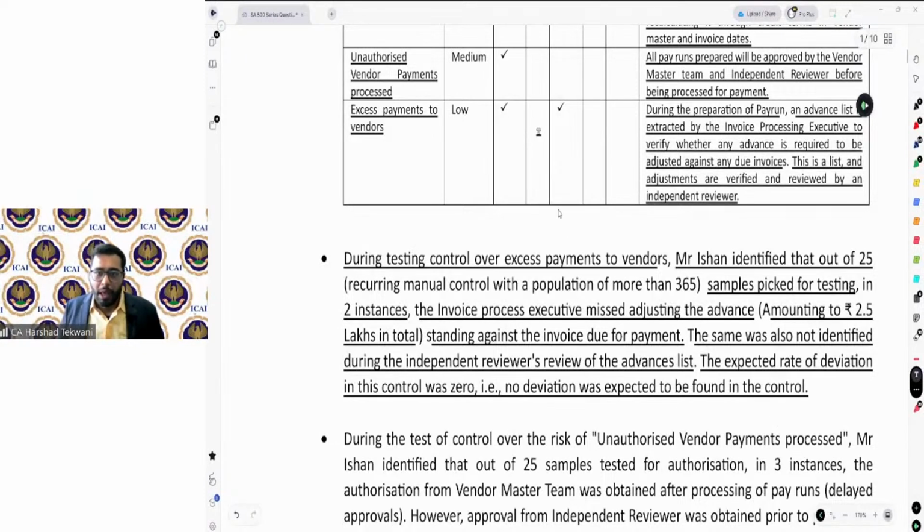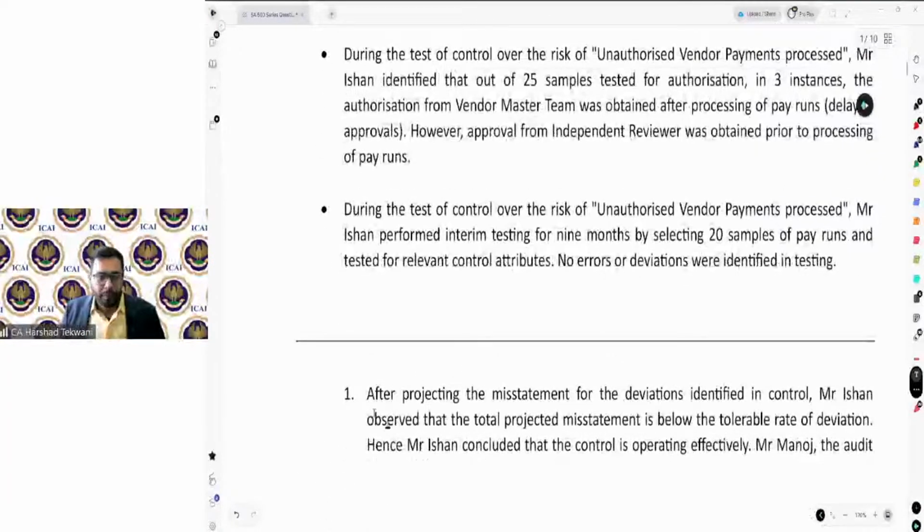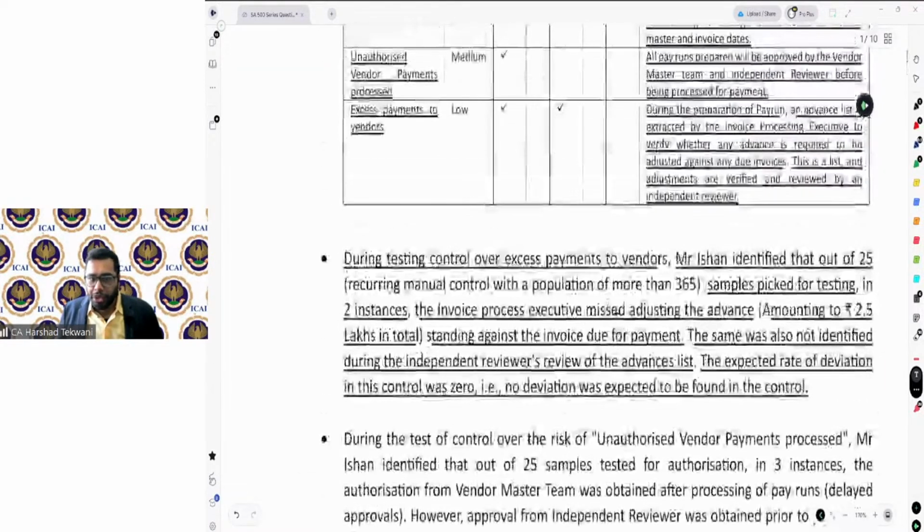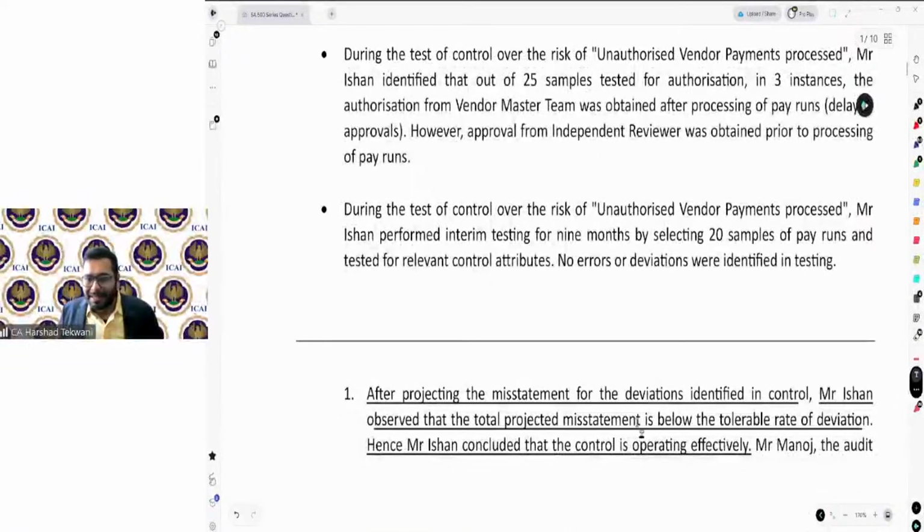Based on this, before we go to the next point, let's do one question. After projecting the misstatement for the deviations identified in the control, Mr. Ishan observed that the total projected misstatement is below the tolerable rate of deviation. Hence, Mr. Ishan concluded that the control is operating effectively. So for this particular control, Mr. Ishan is saying that the projected misstatement is below the tolerable rate of deviation.